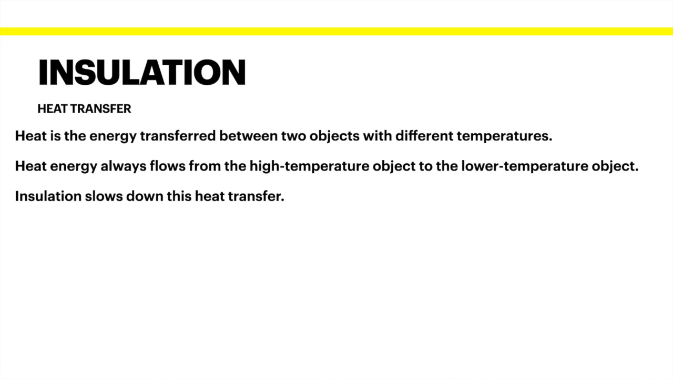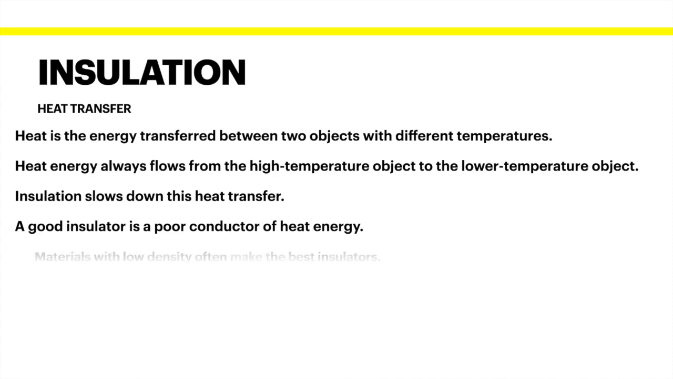Insulation slows down this heat transfer, okay? So a good insulator is actually a poor conductor of heat energy. That means that heat energy doesn't travel through it quickly or easily, and so that's why it's called an insulator, right? It's slowing down the heat transfer.